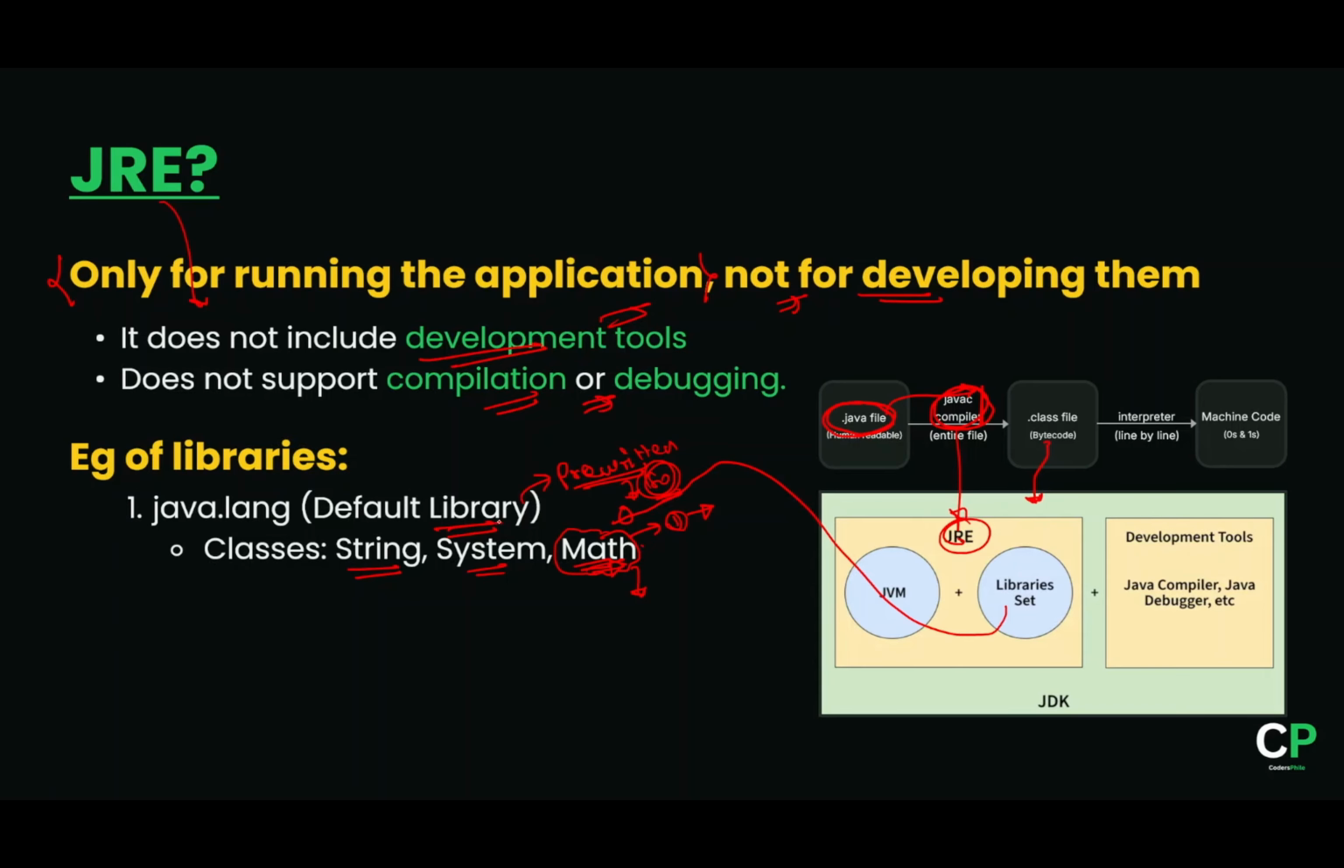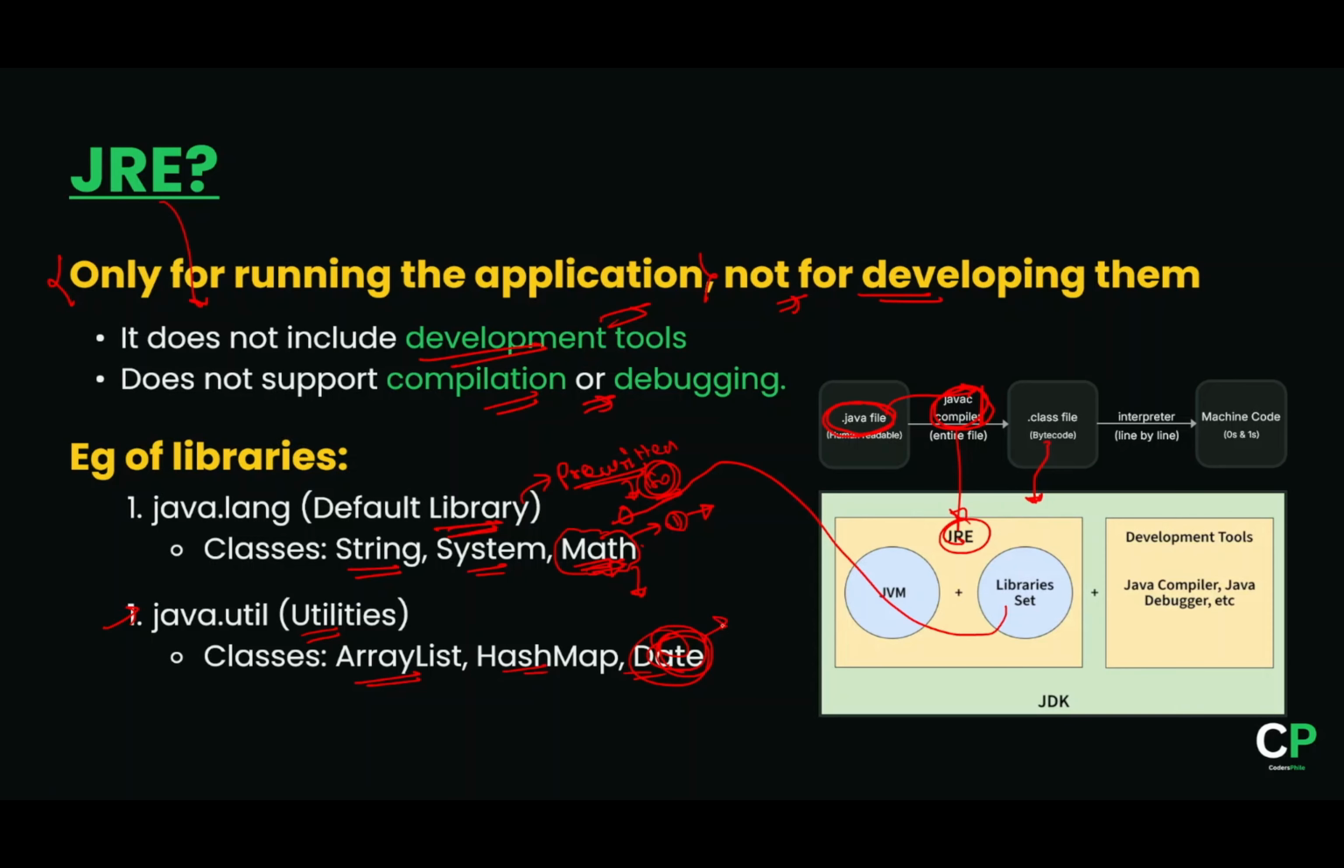So what is a library? A library is nothing but pre-written code that we can directly use in our program. It makes development easier and faster. And a second example is the java.util package that provides utilities like array, list, hash map, date. Don't worry if you don't understand all this, we will cover it in great detail in later videos.